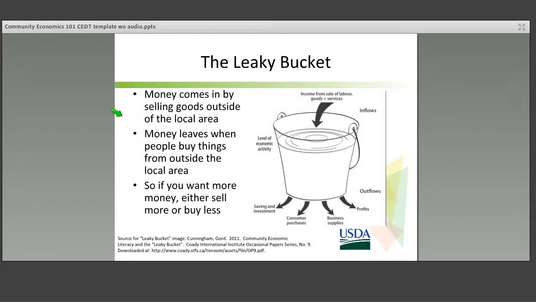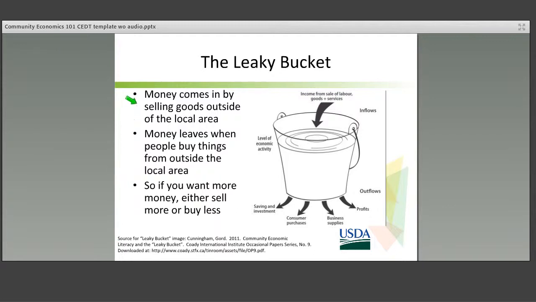So one of the really popular concepts that a lot of people use to help conceptualize the rural economy, or any economy for that matter, of a small area, is the leaky bucket analogy. And it's a very popular thing. You'll hear people talk about this in all kinds of different publications. This particular image came from one out of 2011, but the concept has been around for years and years and years.